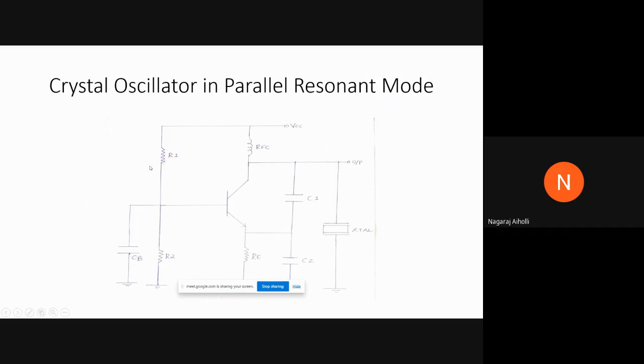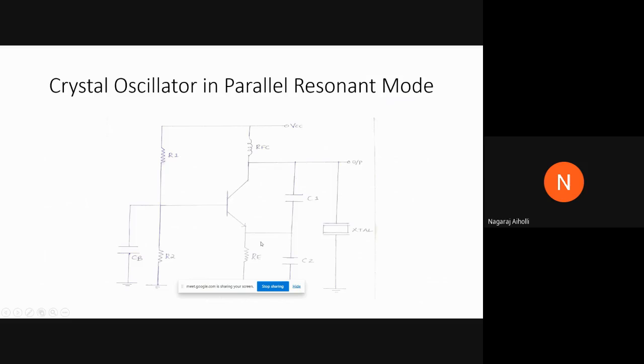The resistors R1, R2, and RE are used to set the desired operating point. Then the radio frequency choke coil, RFC coil, passes only the DC signals and blocks the AC signals. Hence, the oscillations are prevented from entering into the supply VCC.